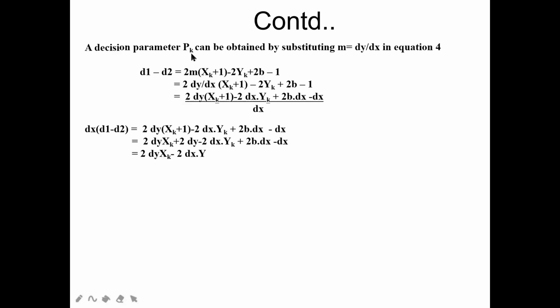The first thing will be pk, another one will be pk plus 1. Okay, so now pk and pk plus 1. Let's consider now for the first time the pk value. In this pk value, what are you going to get? I have already got d1 minus d2. What is the value of my d1 minus d2? That is 2mxk plus 1 minus 2yk plus 2b minus 1.